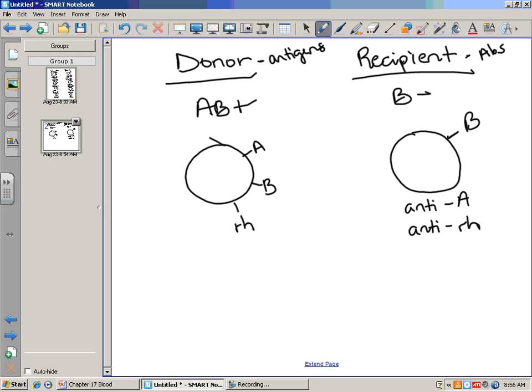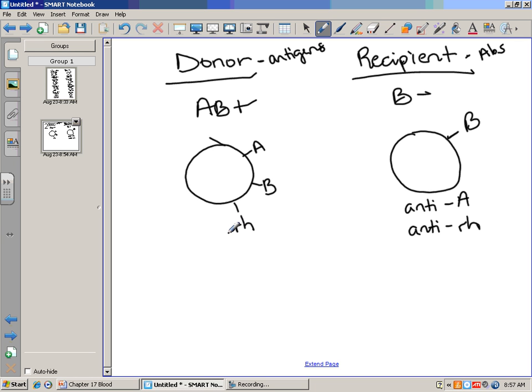Can this blood transfusion occur? No, why not? Because the anti-A's in your blood is going to clot with the donation blood. The RHs in your blood are going to clot with the donation blood. If you gave somebody that was B negative, AB positive blood, they're going to have massive blood clotting. And they could actually die from that.